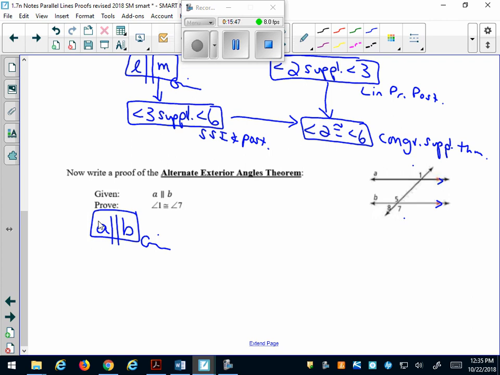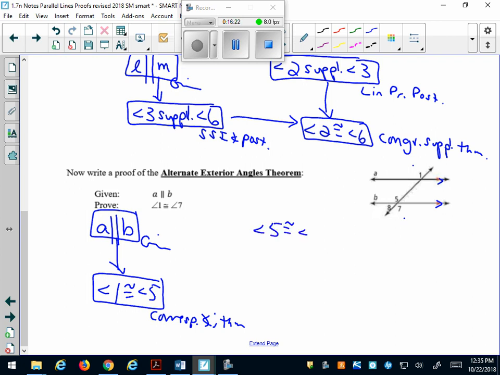Yeah, Connor. 5 links to 1. How? What kind of angles are they? Corresponding. And 5 links to 7. How? Vertical angles. So that's a good one because it has a relationship to both. So because of the lines being parallel, we could say angle 1 is congruent to angle 5 by the corresponding angles theorem, because we already proved that theorem. And then we can say angle 5 is congruent to angle 7 by the vertical angles theorem.